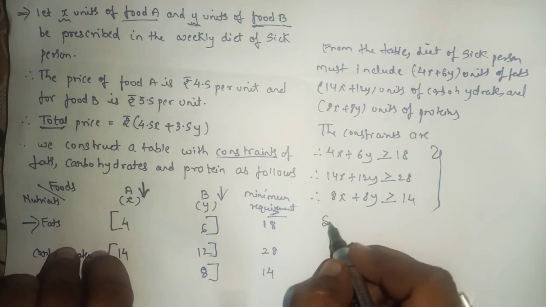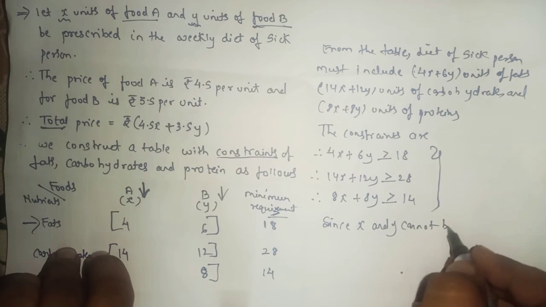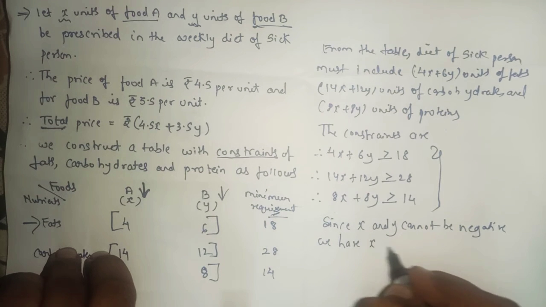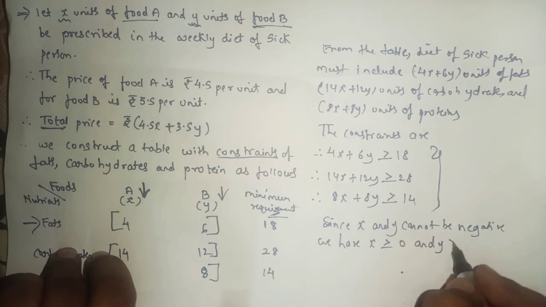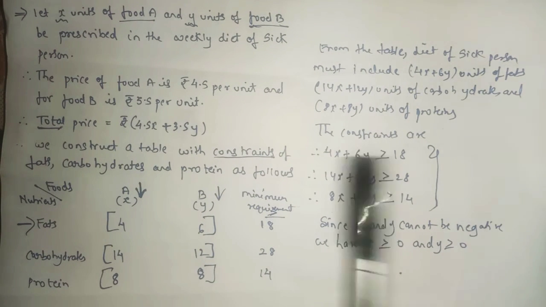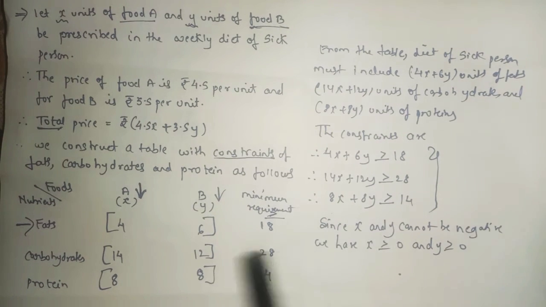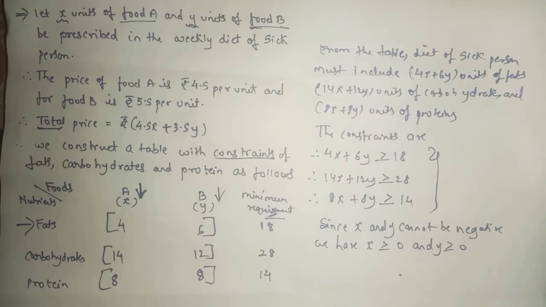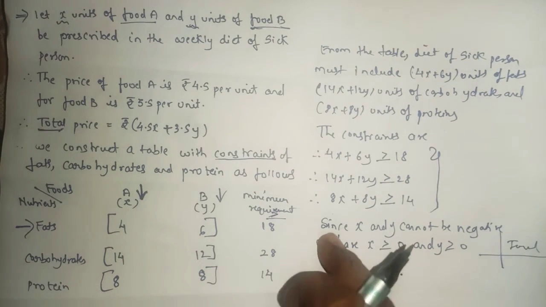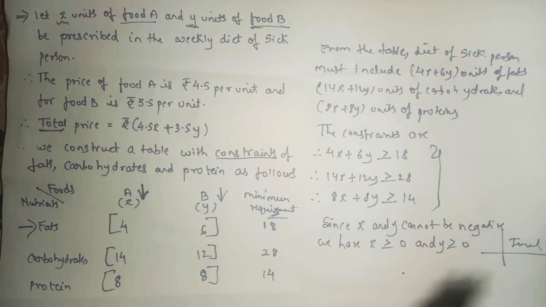After that you will write: since x and y cannot be negative, we have x greater than 0 and y greater than 0, as the units cannot be negative. When you substitute the values of x and y to construct a coordinate, both will be positive and the plotting lies in the first quadrant only. Yes or no? That's why I wrote, since x and y cannot be negative, x greater than 0 and y greater than 0.